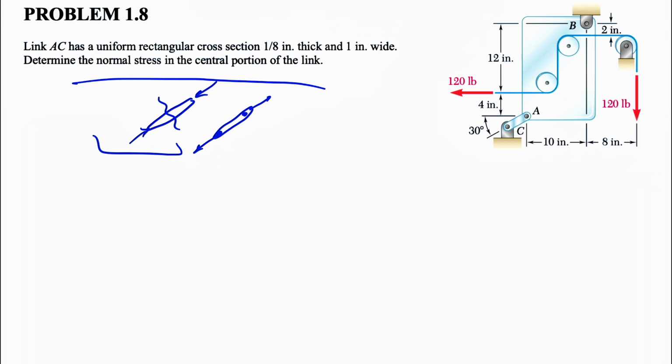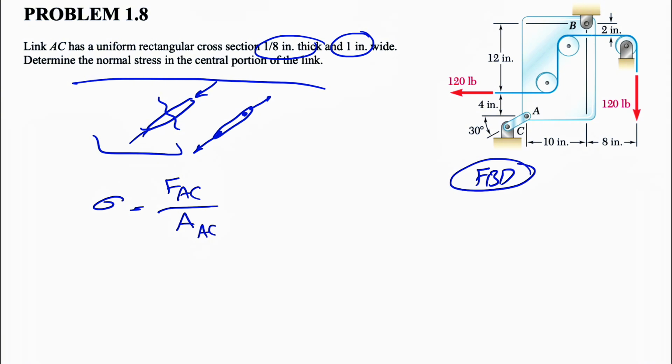So first thing, obviously, for finding the normal stress, we need the force in the link AC, let's call it FAC, and we also need the area of the cross section for AC, which is pretty easy to find since we have the dimensions, so that's not a problem at all. But we have to figure out the FAC, and the way we're going to do that is we need the free body diagram of this plate that we have. Let's see what we have in here.